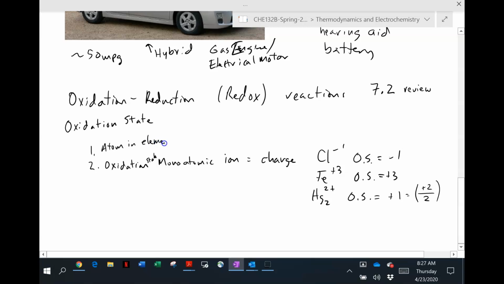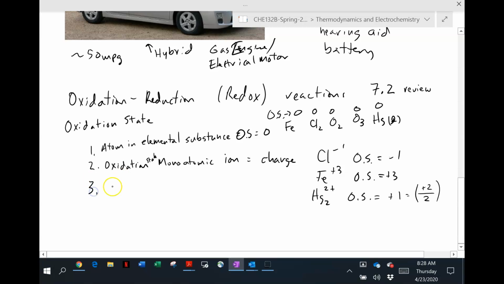First rule of oxidation state is that if you have an elemental substance, meaning it's not charged, it's the element by itself, that oxidation state is 0. So if I have iron metal, its oxidation state is 0. If I have chlorine gas, its oxidation state is 0. If I have O2, its oxidation state is 0. If I have ozone, O3, its oxidation state is 0. If I have mercury liquid, for example, its oxidation state is going to be 0 in all those cases.